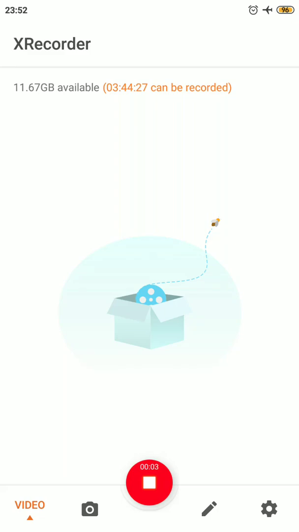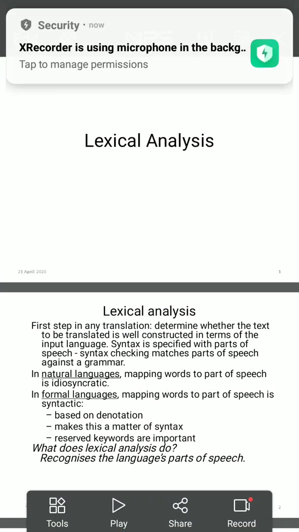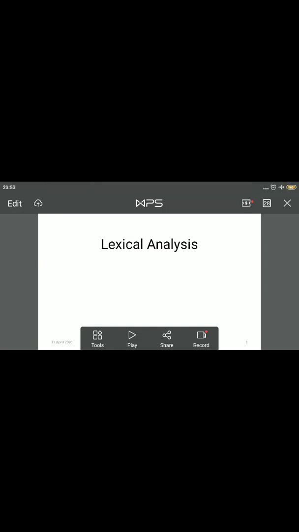Hello everyone. In this session, I am going to explain the first phase of our compiler, that is lexical analysis.